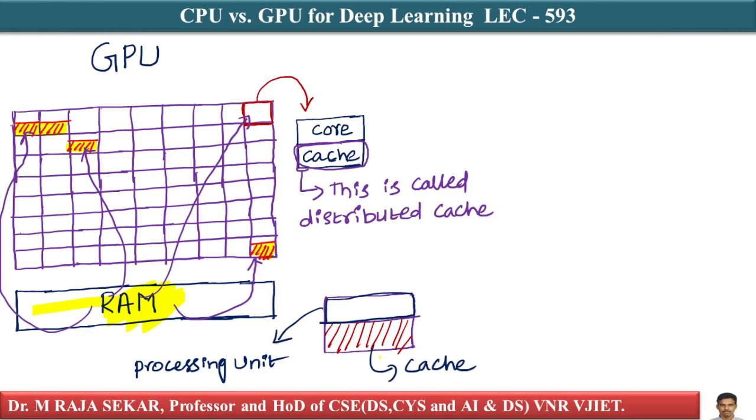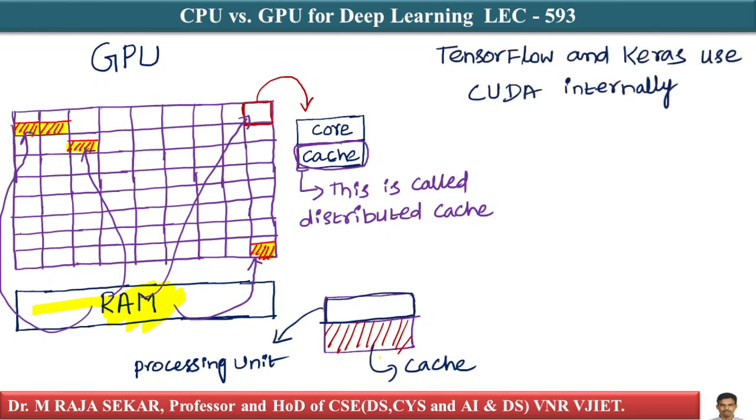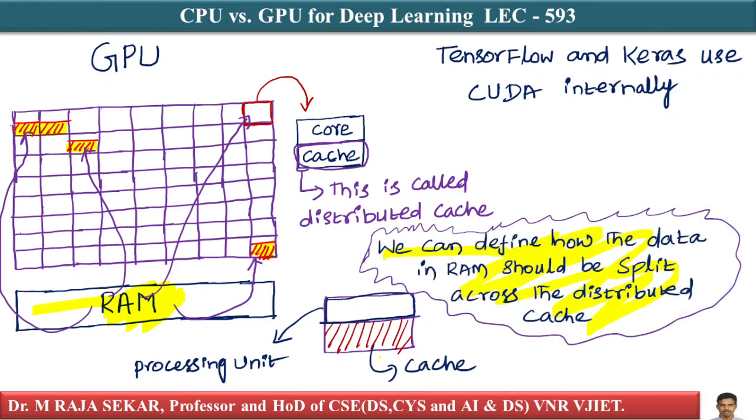So the way it works, some data is there in the RAM. Of course, you have your TensorFlow and Keras, which use CUDA internally. But if I have some data in the RAM, I can define how this data should be split across the distributed cache. Any operation that I give can now run on the cores. Core 1 can operate on the data available in its corresponding cache.